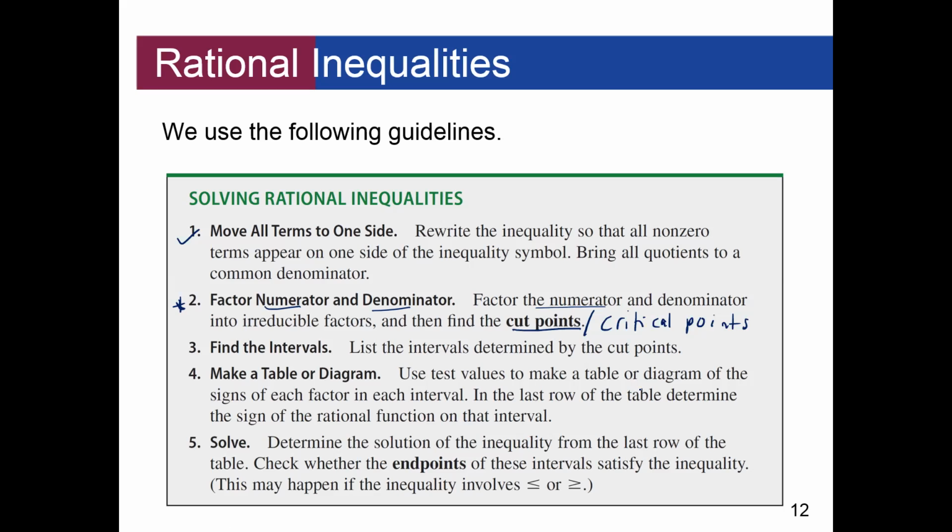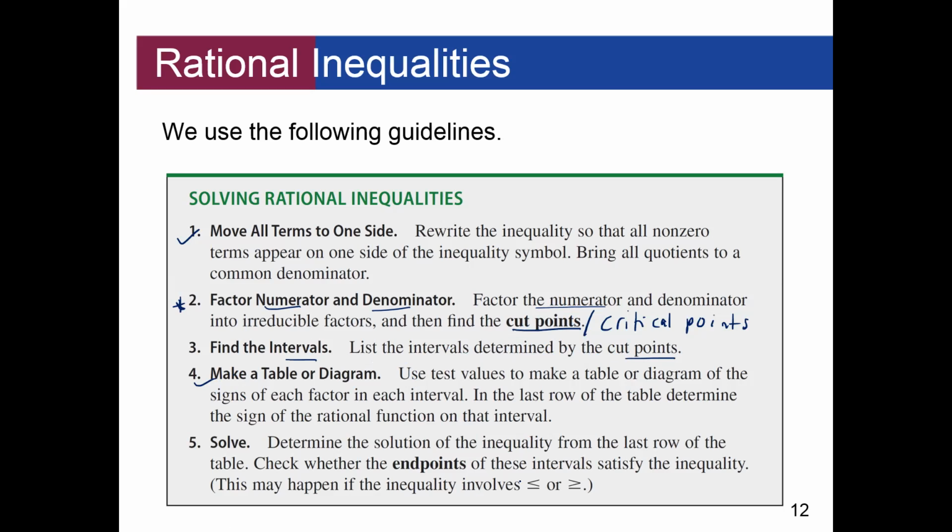You do them separately, and then from those zeros of the numerator and the denominator, you find the intervals. You list all the intervals determined by these cut points, and then you make a table, just like we did, to determine which intervals satisfy the inequality.